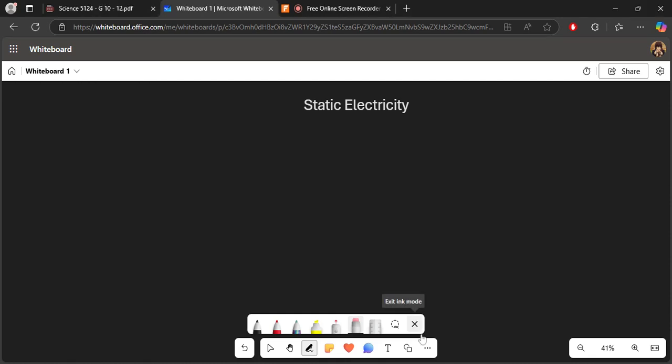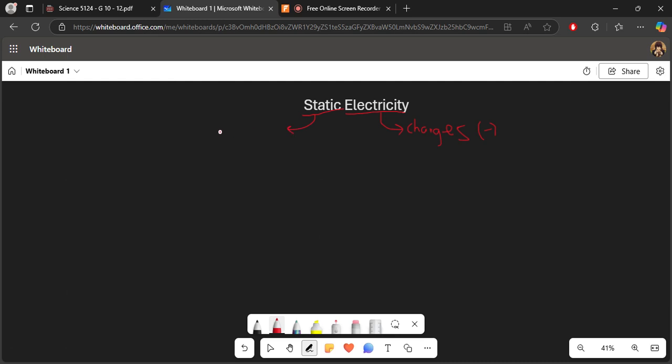Hey guys, so in today's lesson, we begin to study static electricity. So, two words: static and electricity. When I talk of electricity, we're talking about charges. Usually, these charges are electrons, negative charges.